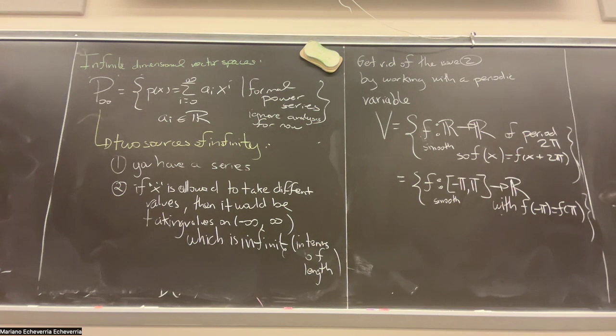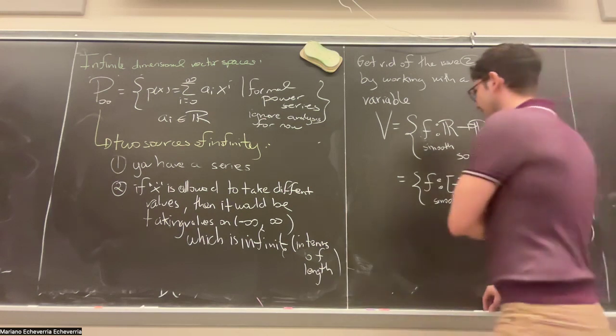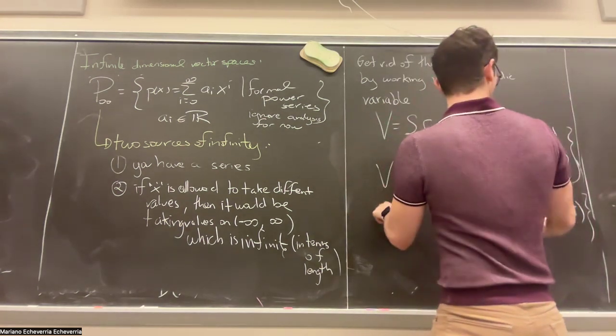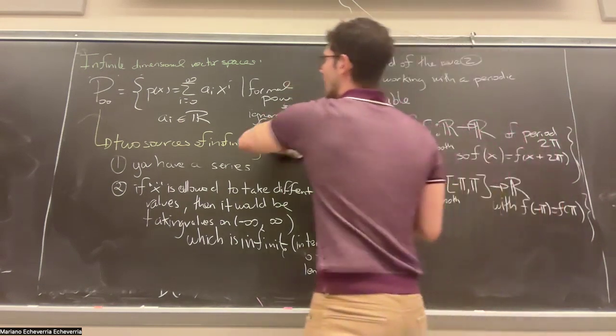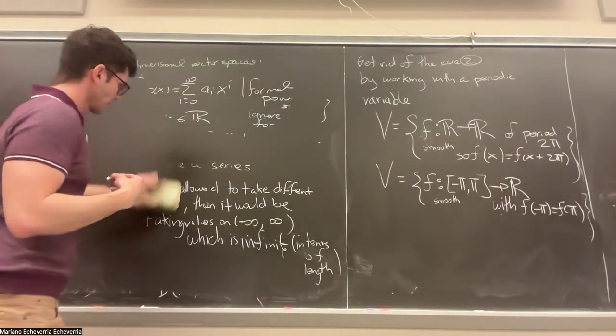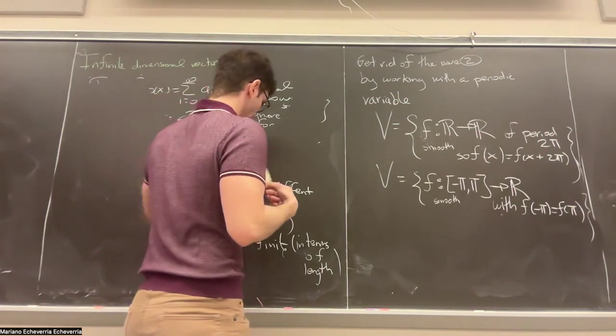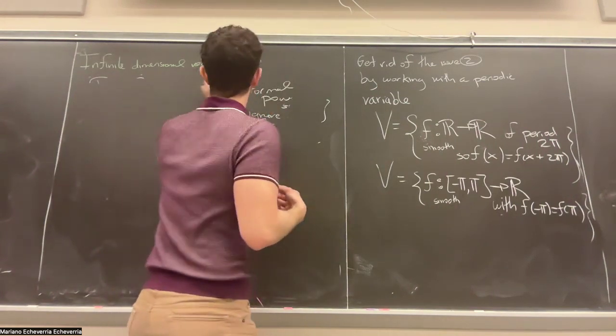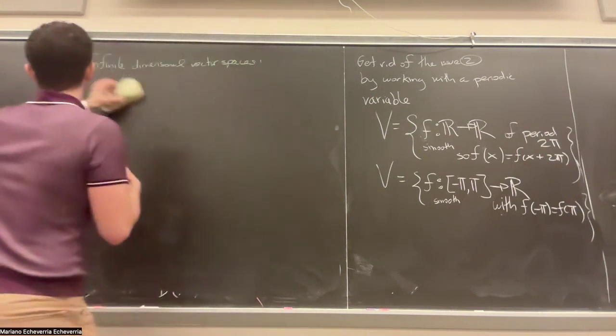And then what happens here is that once you have a space like this, it is still a vector space. This is the way I want to think about this for now. So V is going to be a vector space.